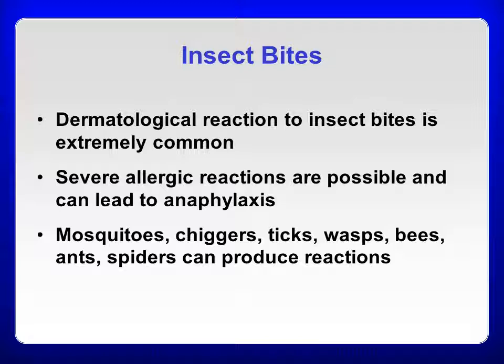So again, you have various types of biting insects, obviously. Some of them are listed here. Mosquitoes, chiggers, ticks, wasps, bees, ants, and spiders can all produce various skin reactions. So take a look at just some of the topical medications that can be utilized in the case that you have bites. And essentially, what are some red flags for insect bites?